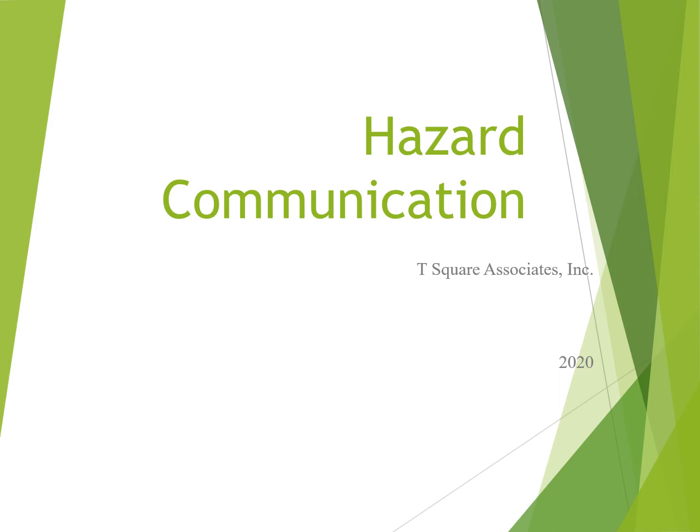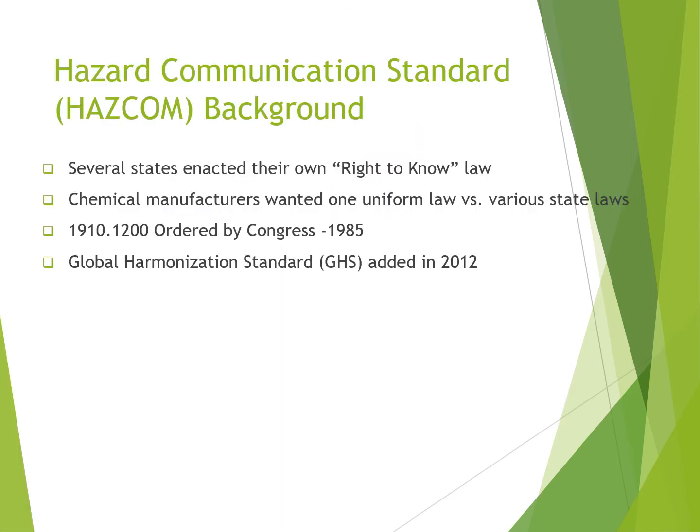Today we're going to talk about hazard communication. Hazard communication is basically the regulation you talk about when you talk about things like safety data sheets and labels and hazardous chemicals. Back in the olden days, before 1985, many of the states had different laws.